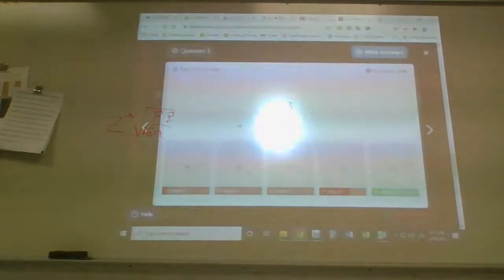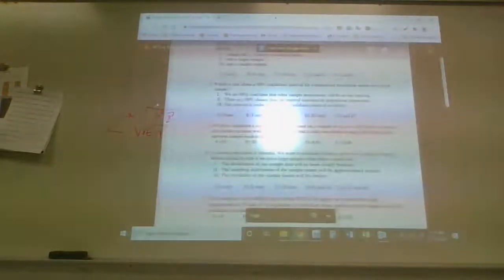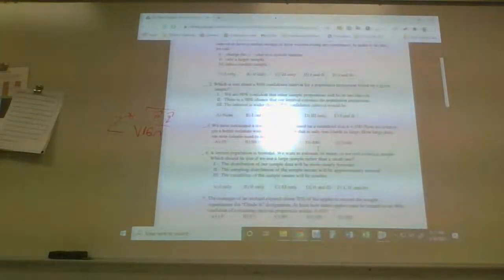A lot of you chose D, and I can see why. You're thinking 1/4 as large, 400, but that's not exactly how it works, because you have to know that n is within the square root.